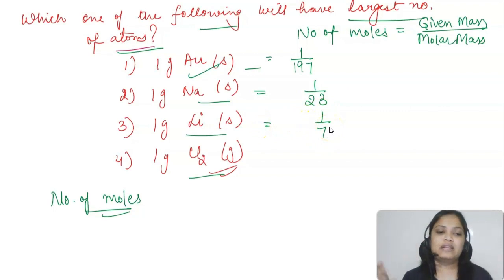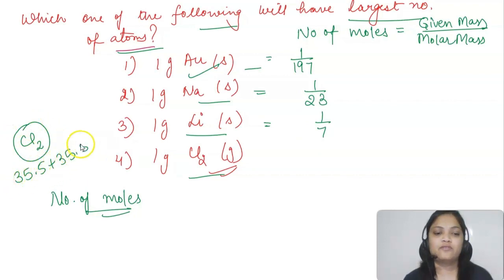Now for chlorine, one thing to be noted here, don't make a mistake. It's a chlorine molecule, so you have to take 35.5 plus 35.5. You have to take the molecular mass, so it's 71. So it's 1 gram upon 71, which is the molar mass in this case. Now this is the number of moles.